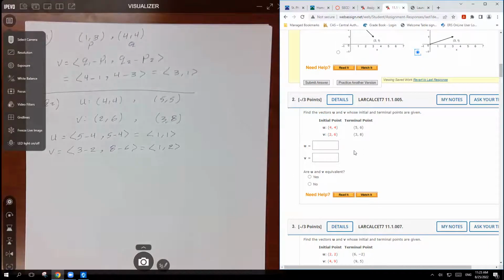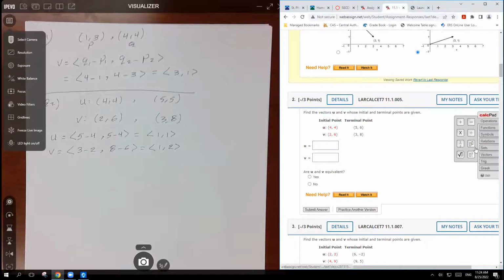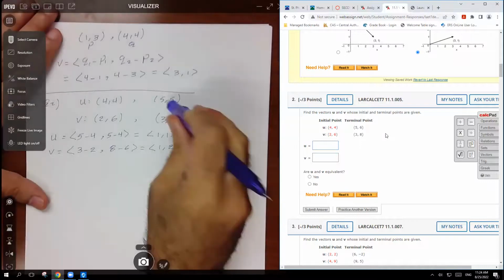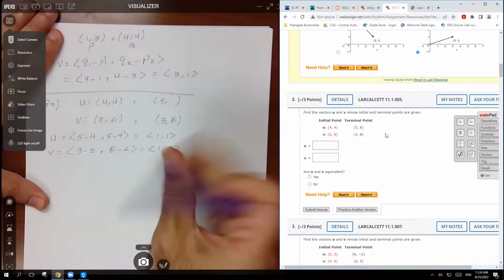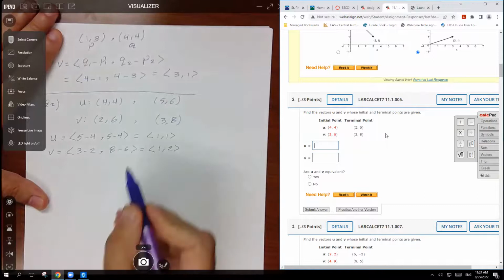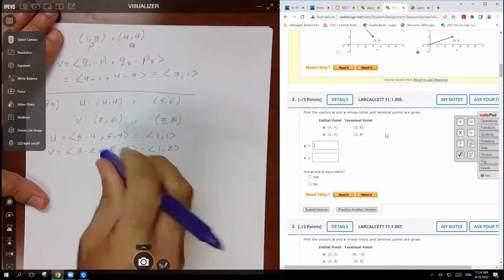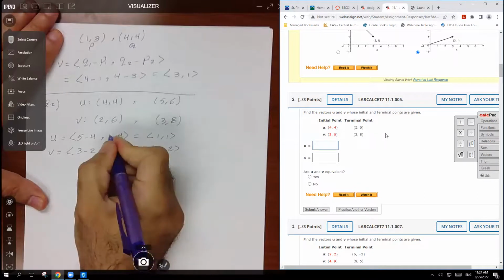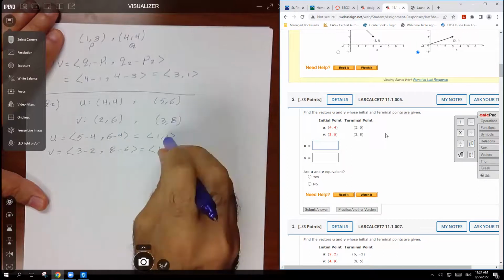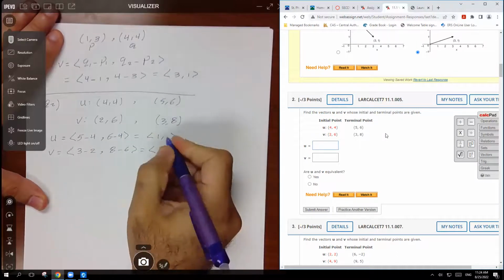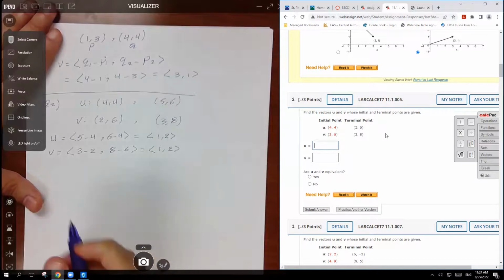Now 1 and 2. So check, are these equivalent? Let me type it out. So 6, 3, 8. Oh, I did something wrong. You should tell me. This is 6. This one is 6. So 6 minus 4 is going to be 2. Well, this one is 2.